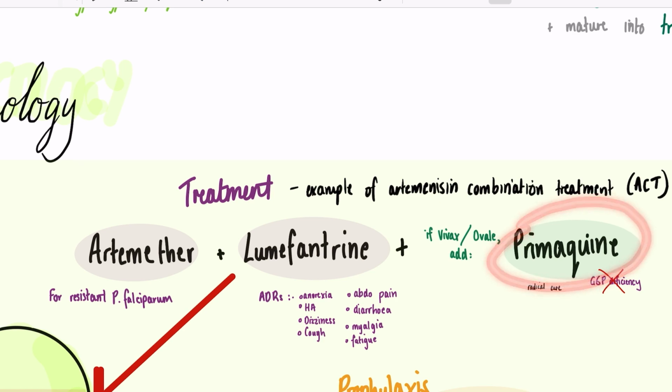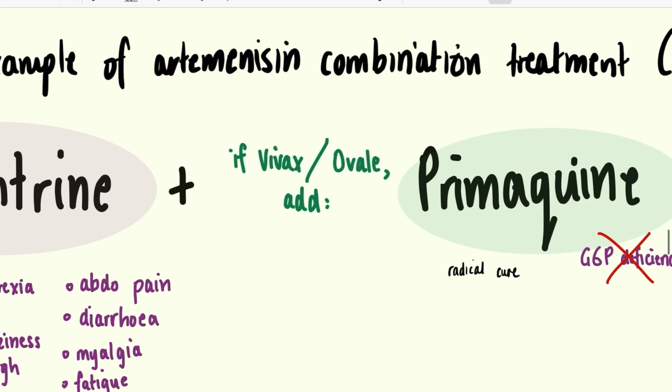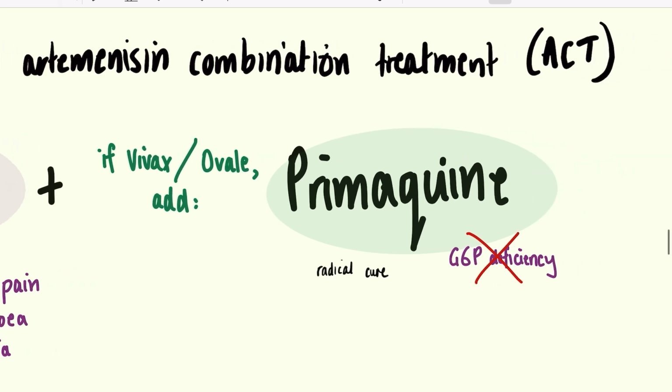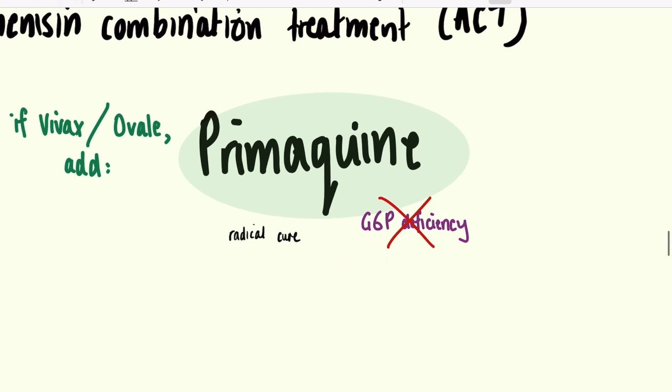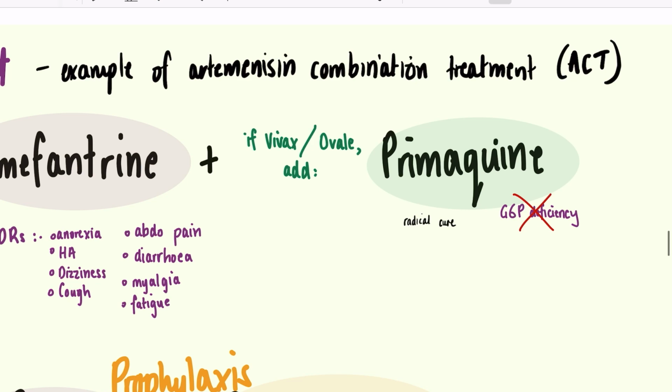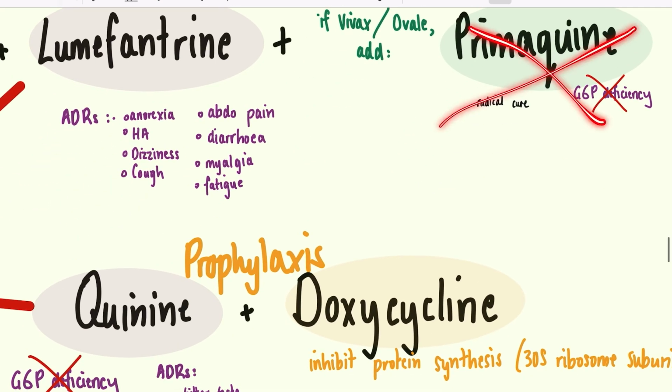So primaquine is considered what's called a radical cure. A radical cure targets the forms of the Plasmodium that are also dormant in the liver. However, it is important to note that you cannot give primaquine to a patient that has G6PD deficiency, and similarly, you can't give it to pregnant women just in case you induce hemolytic disease of the newborn. So, no pregnancy for primaquine.